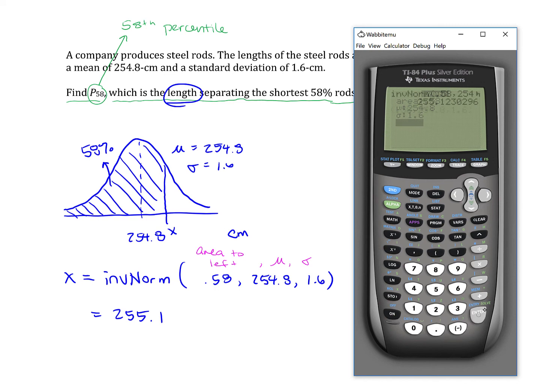When you hit paste, the calculator will take those values, put the commas in, and then feed to you what the answer is. So 255.1, same answer either way. You just got to make sure that you are giving it the correct numbers.